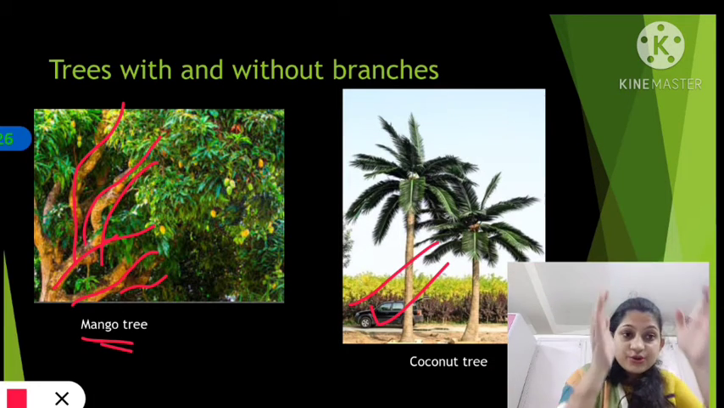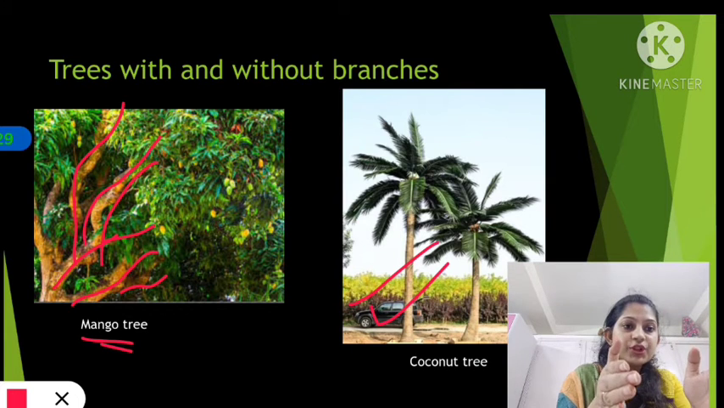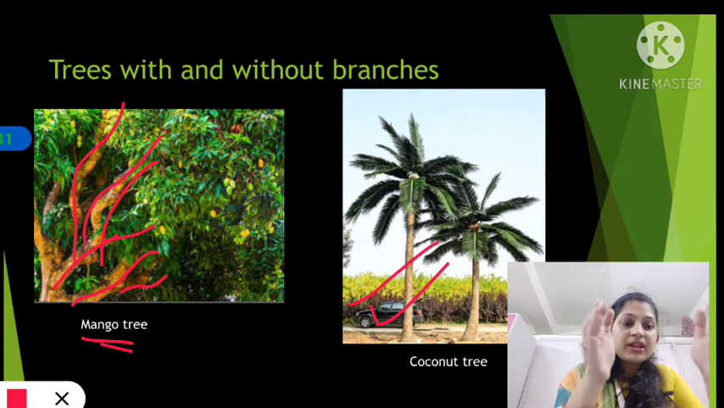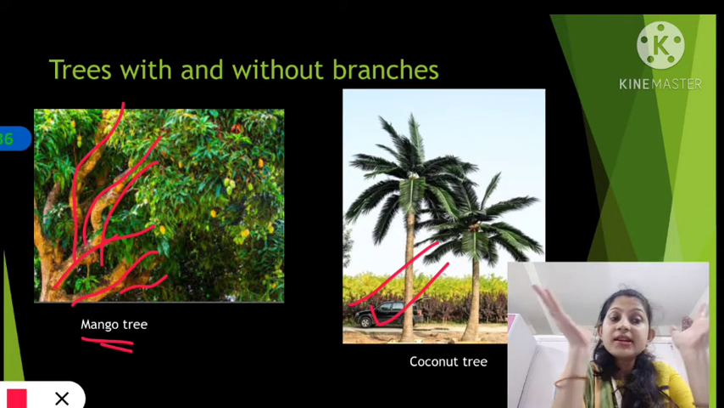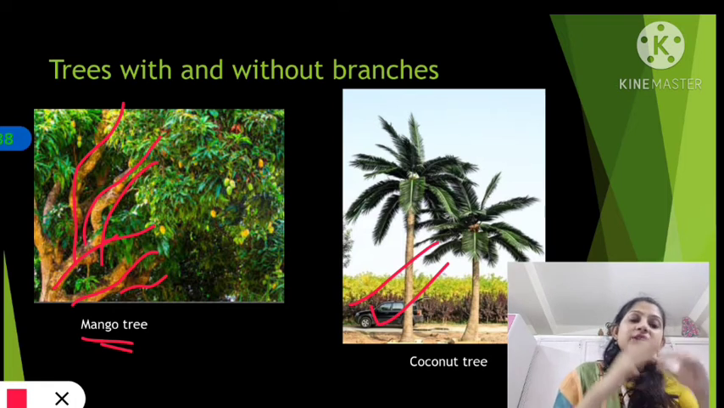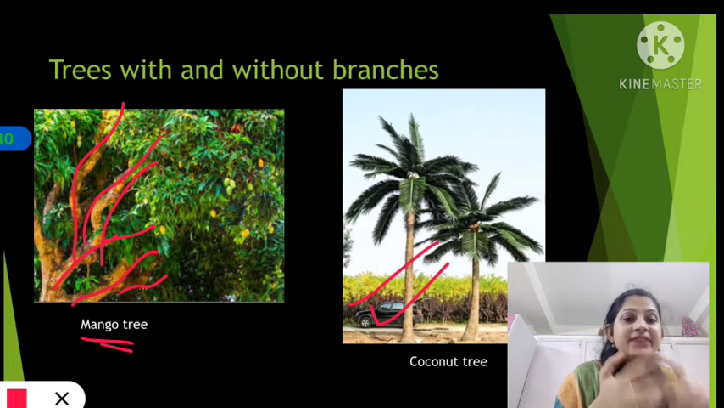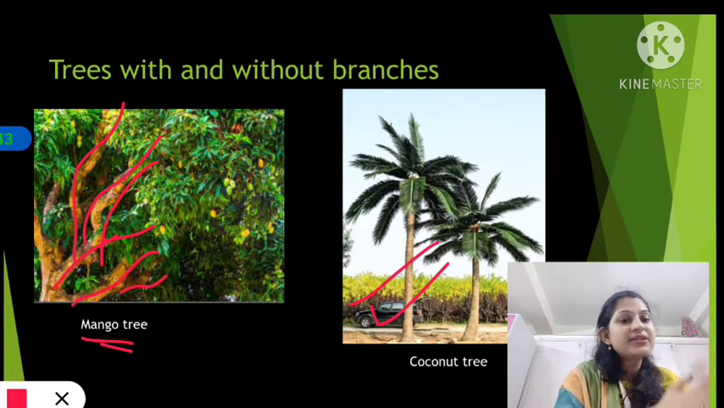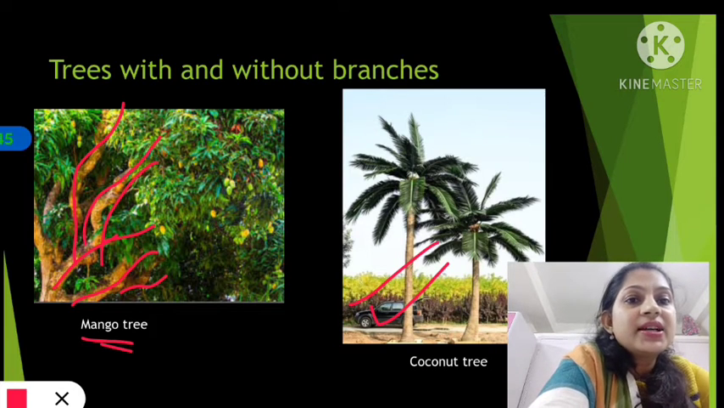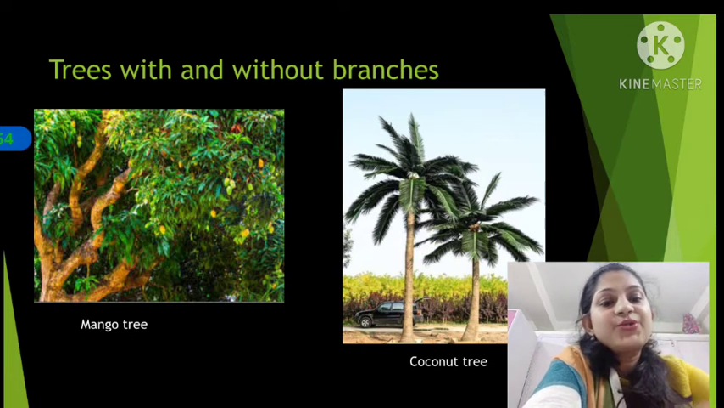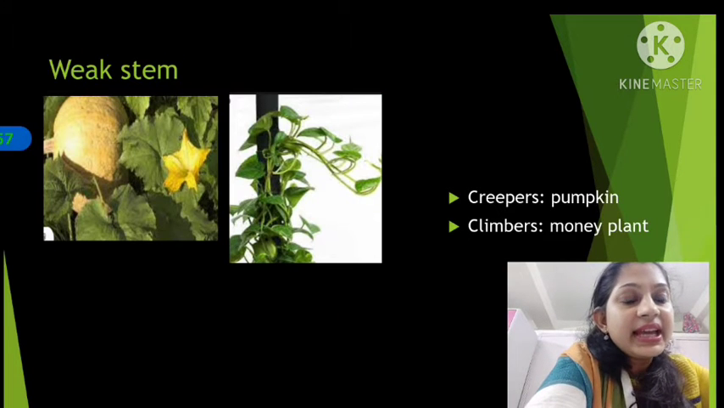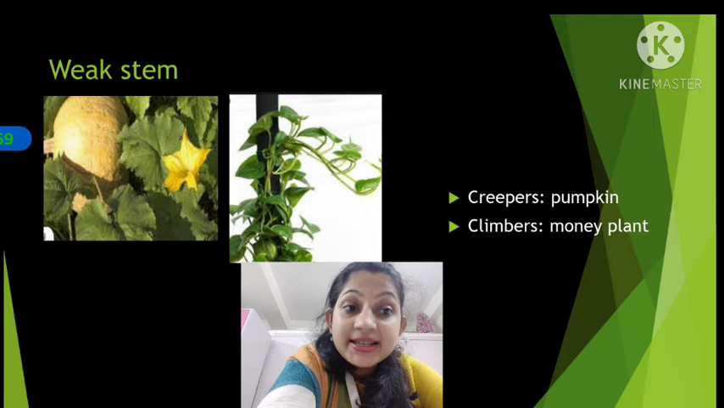Yes, the main trunk is in the bottom portion, just above the soil, the main thick portion, that is the trunk, and that trunk spreads into various branches. And in those branches there are leaves, there are fruits, there are flowers. So these are trees with branches, that is mango, and a tree without branches, example is coconut. Now let us move ahead and see about weak stem.